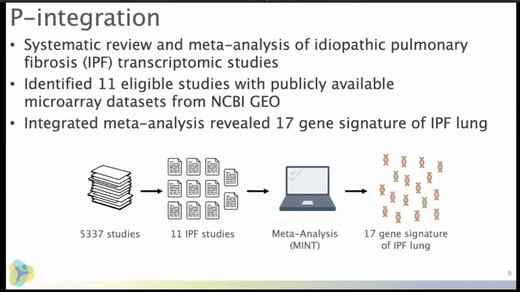is a severe lung disease caused by excess fibrotic activity in the lung, which makes it difficult to breathe. So I reviewed 5,337 studies with a colleague, and we identified 11 studies that looked at gene expression. We then integrated these using MINT and found a 17 gene signature of IPF. So this is how it looks.